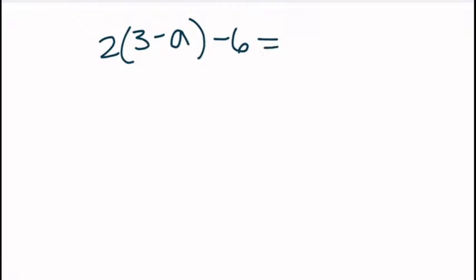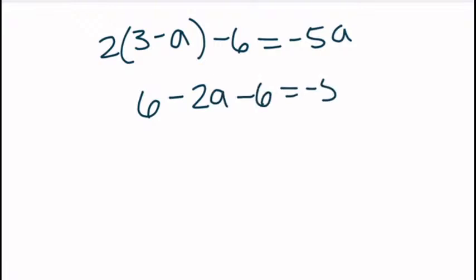Let's try 2 times (3 minus a) minus 6 equals negative 5a. So, as always, according to PEMDAS, we have to distribute first and get rid of the parentheses. So we get 2 times 3, which is 6, and then 2 times negative a, we get negative 2a. And then you copy down the rest of the equation.